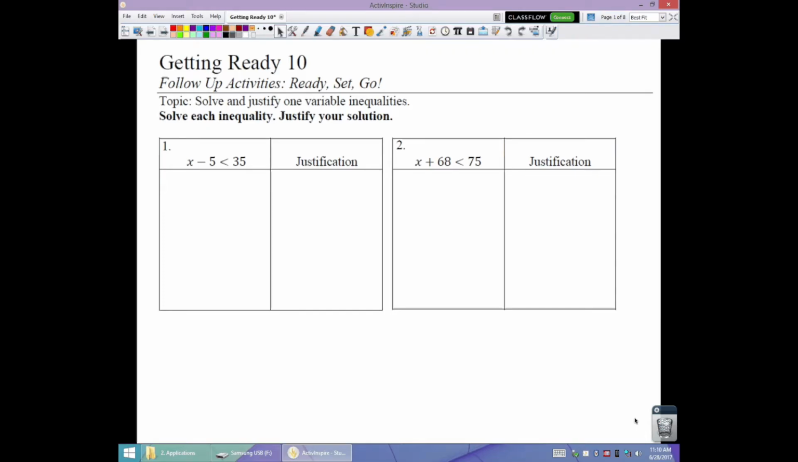All right, getting ready 10. So we're solving inequalities here and justifying on the right-hand side. So start with our line. How do we get x alone?